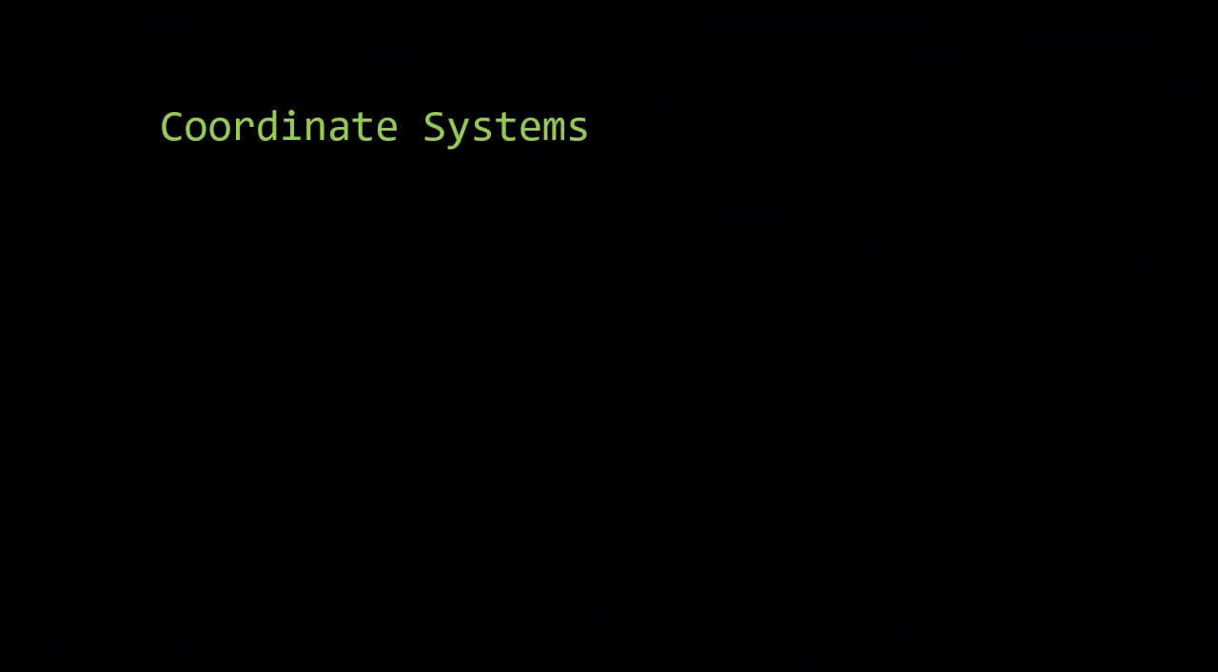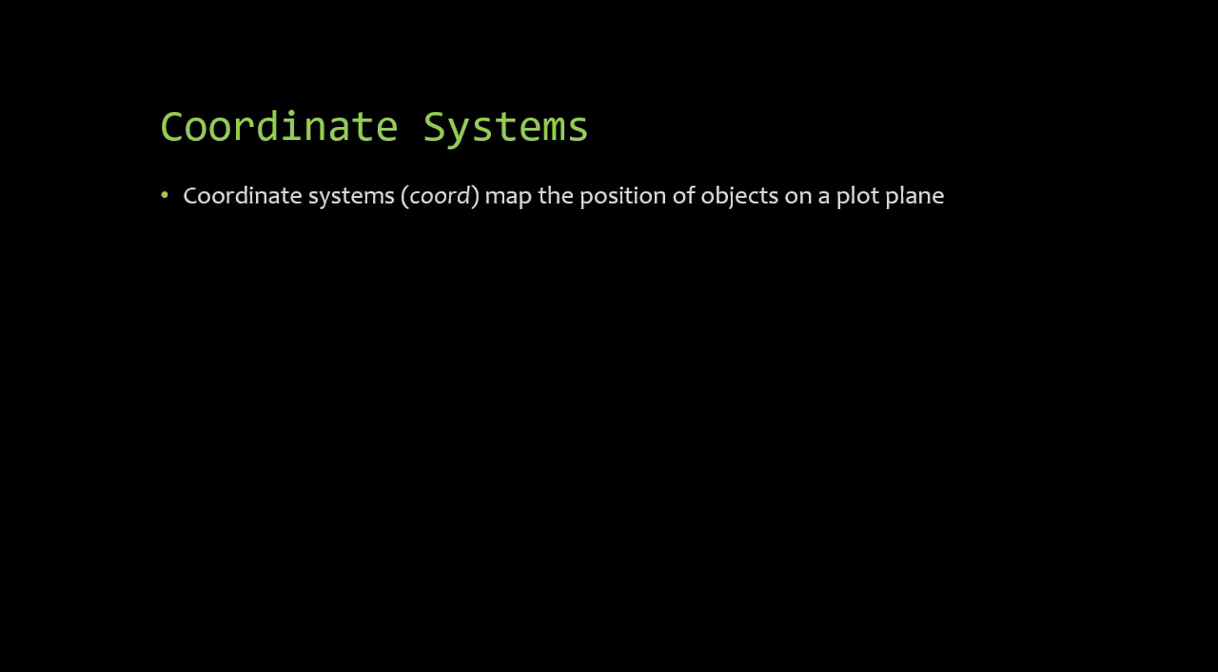Welcome to part 9 of the Grammar of Graphics. Let's turn our attention now to the coordinate systems layer in ggplot2. Coordinate systems, or coord for short, map the position of objects on a plot plane. There are many coordinate systems, including Cartesian, polar, and map projections.